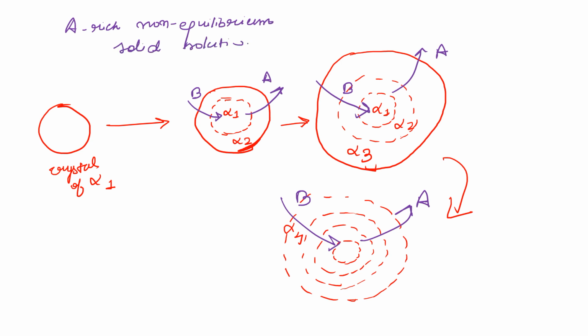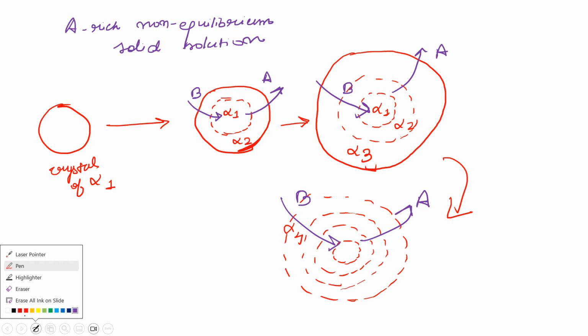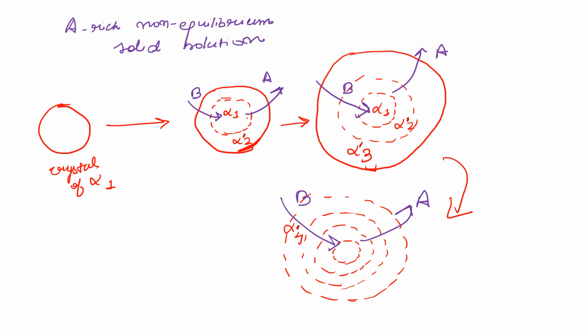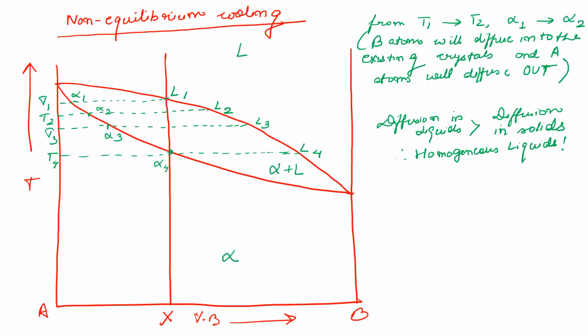Solid solution. Okay, and by the way, this composition should have been primes. So this is alpha 2 prime. Why prime? Because we'll see that instead of following this composition, we'll have certain variation in the composition. Since we have a higher amount of composition than usual, the liquid will kind of overshoot here.